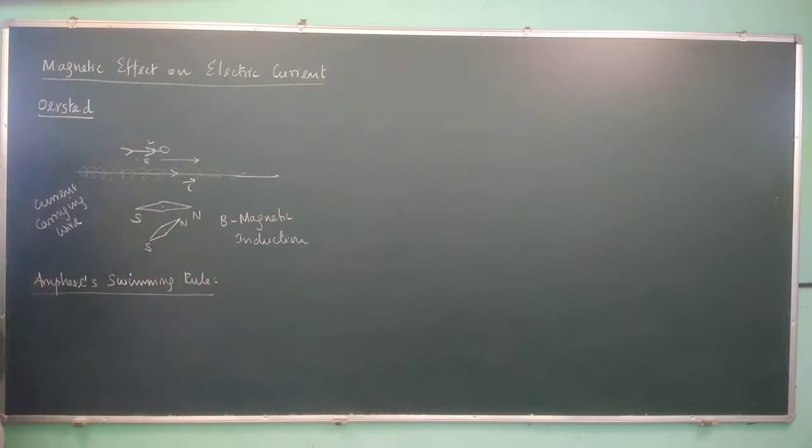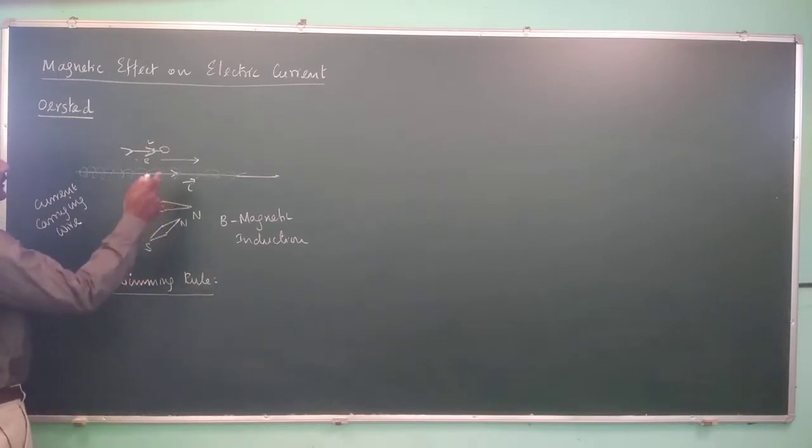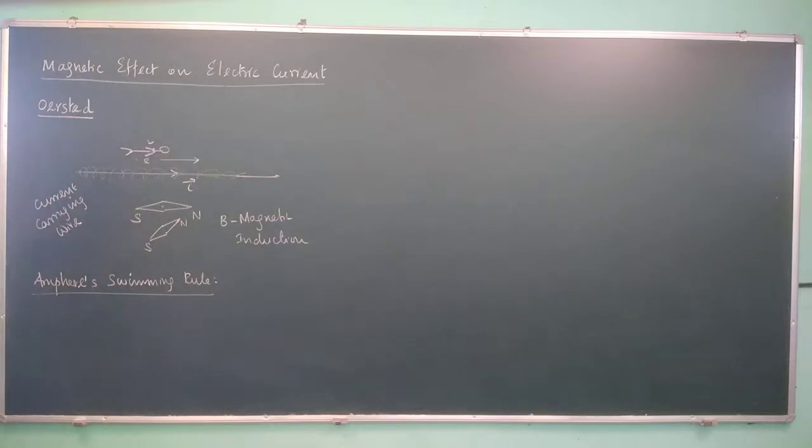Ampere concluded that when a person is swimming in the direction of the current in the wire, whose face is looking at the pivoted needle, then when the current is flowing through the conductor, the deflection of the pivoted magnetic needle is in the direction where the person's left hand is located. Okay, so that is called Ampere's swimming rule.